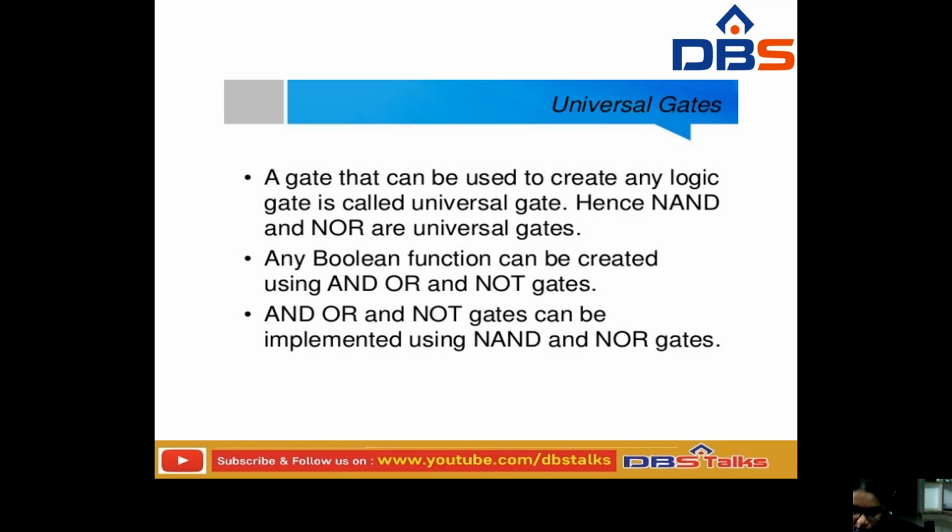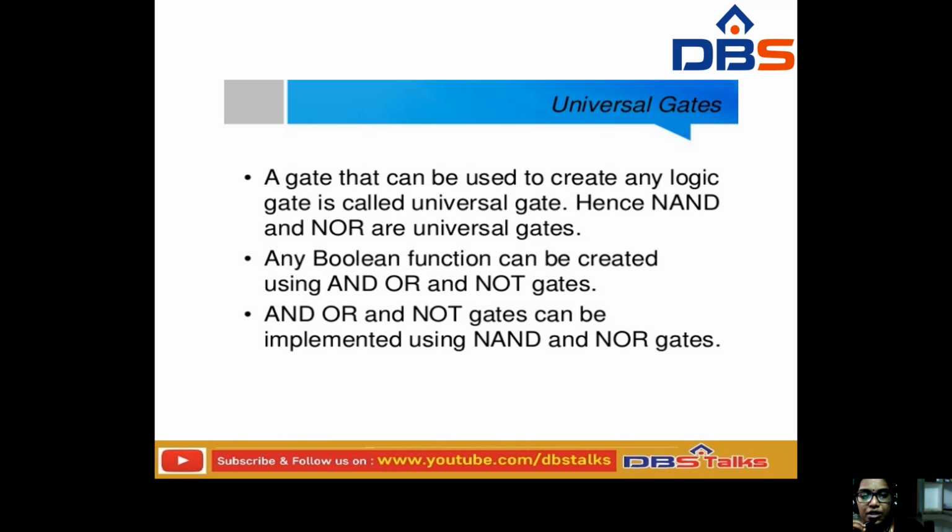See, what is a universal gate here? A gate that can be used to create any logic gate, we can say it is a universal gate. Hence the NAND and NOR are the universal gates. Why? Because these gates are used to create the logic gates. By using a Boolean expression we are going to generate logic gates, and to implement the logical gates we are going to use the NAND and NOR gates. So from this we can say that NAND and NOR gates are the universal gates.